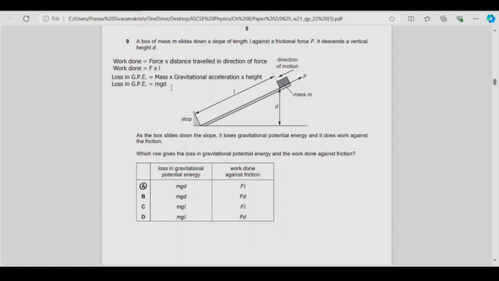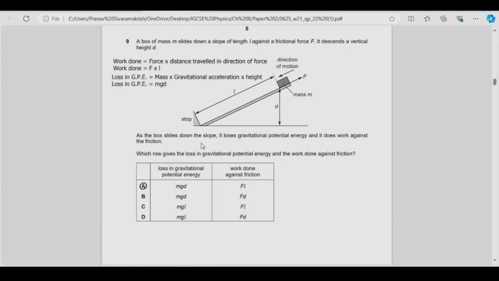Question 9. A box of mass m slides down a slope of length L against a frictional force F. It descends a vertical height D. So we have the system here. You've got a mass m. It moves down the slope and it moves a distance of L. It also descends a distance of D. And we know that there's a force of friction that's acting upwards.